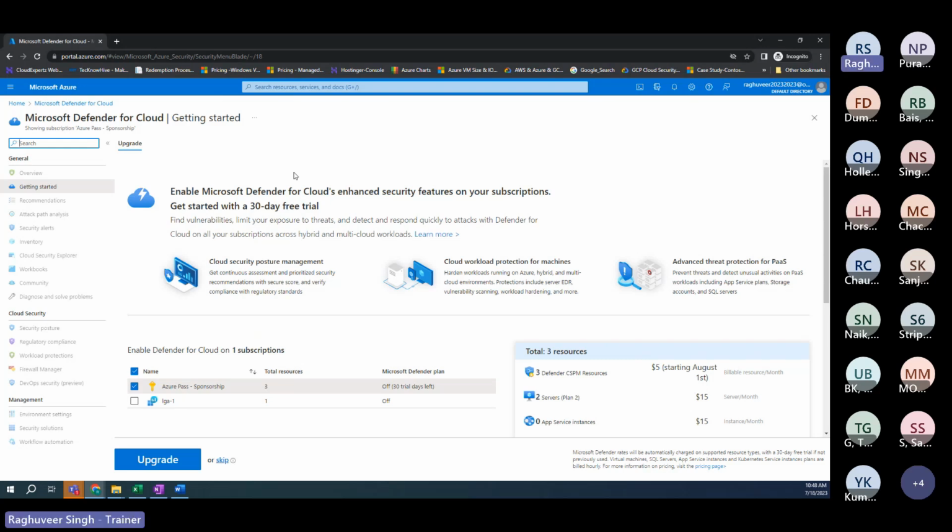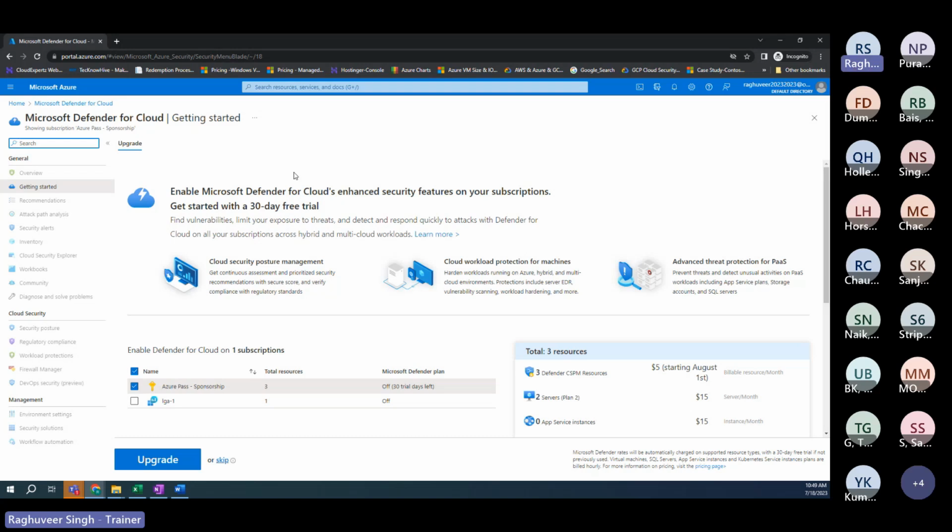Now, when you reach this landing page, you will see something similar, which will say that you are eligible for a 30 days free trial of Defender. 30 days is our validity of this subscription. By default, the Microsoft Defender basic plan is available. In the basic plan, you have very few capabilities available. And the basic plan also does not integrate well with Sentinel.